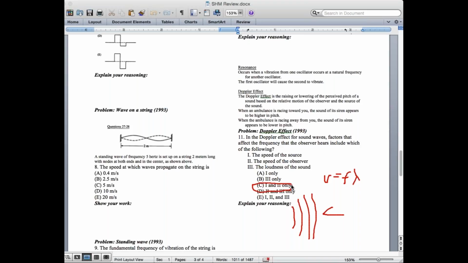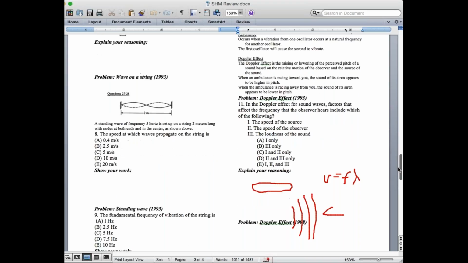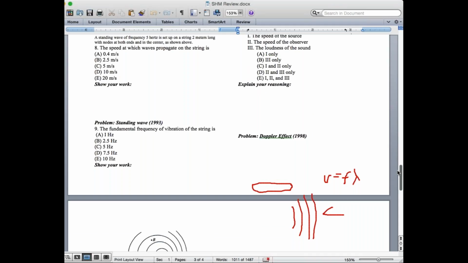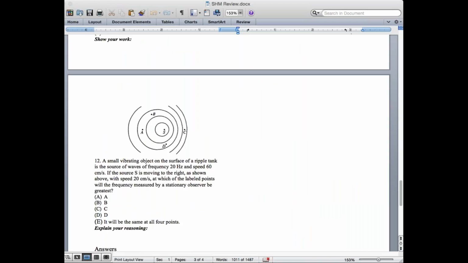Okay, and I believe we should have just one more here. This deals with the Doppler effect that we just referenced. A small vibrating object on the surface of a ripple tank is a source of a wave frequency of 20 hertz and a speed of 20 centimeters per second. If the source S is moving to the right, as shown above, at the speed of 20 centimeters per second, the frequency measured by a stationary observer will be the greatest at which labeled point?